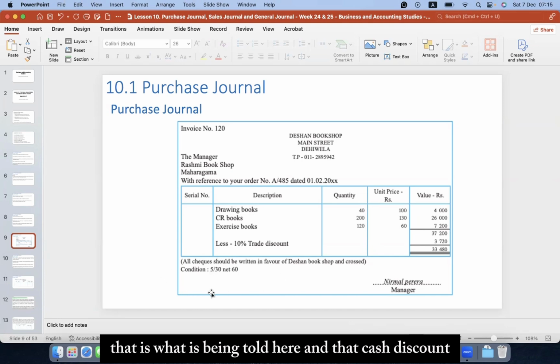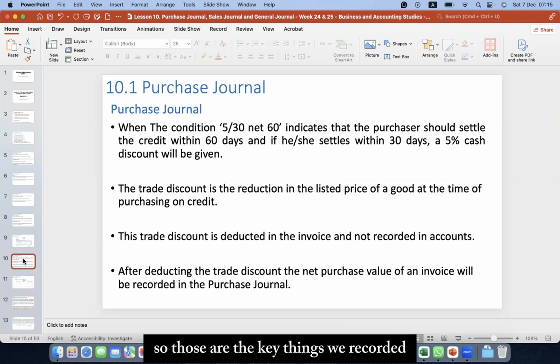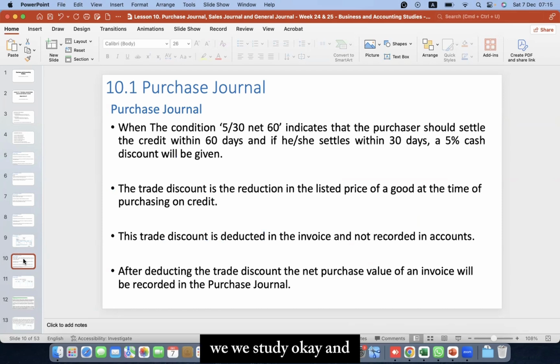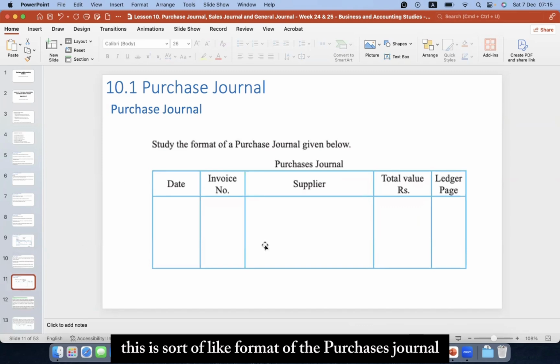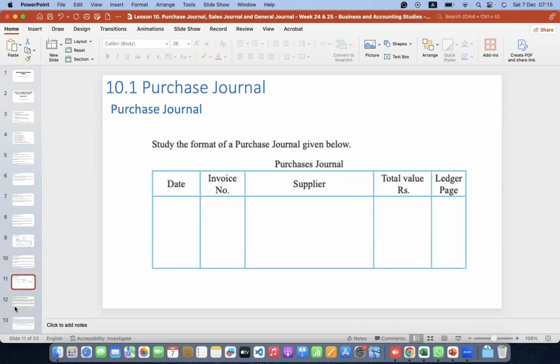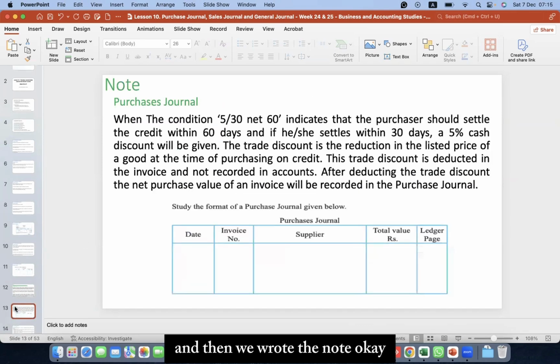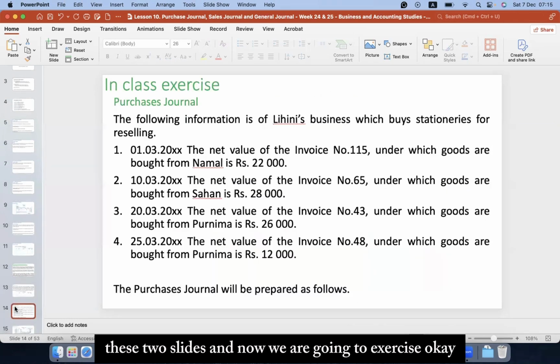And that cash discount we account for separately when we are collecting the payments. So those are the key things we studied, and this is the format of the purchaser's journal. And then we wrote the note, these two slides. And now we are going to do the exercise.